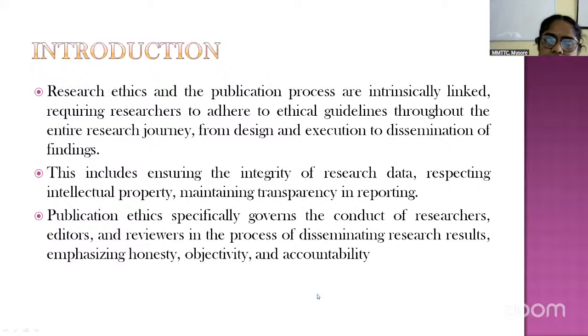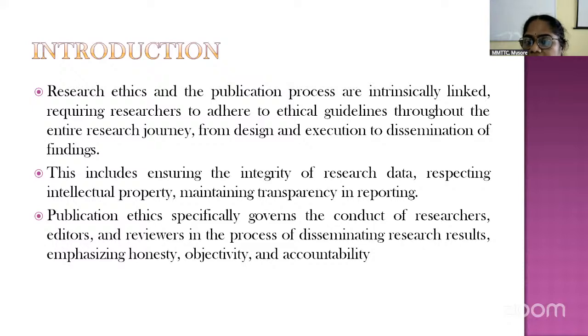You can see here the introduction. I would like to discuss every point. Any discussion there is, you can go within the time limit given, and also I want to complete the slides. So here you can see what research is, the introduction to research ethics and publication process.